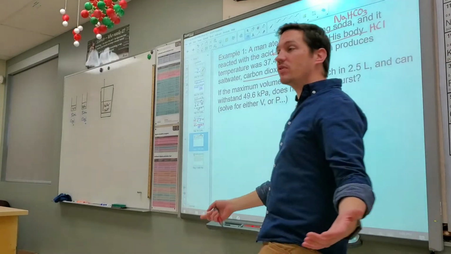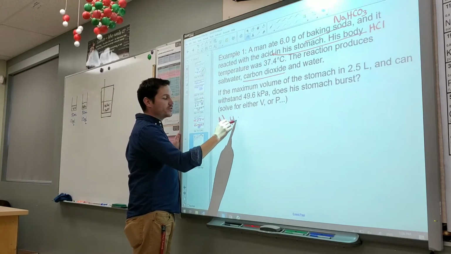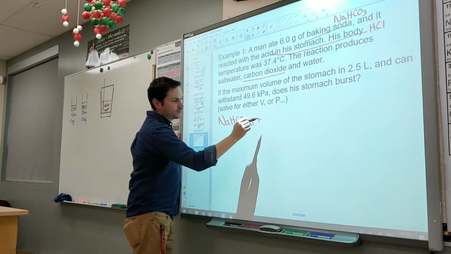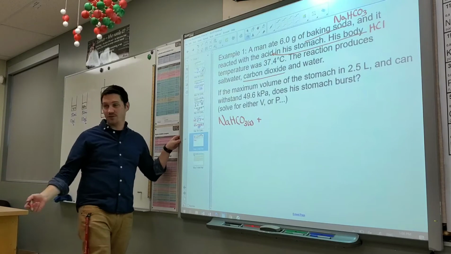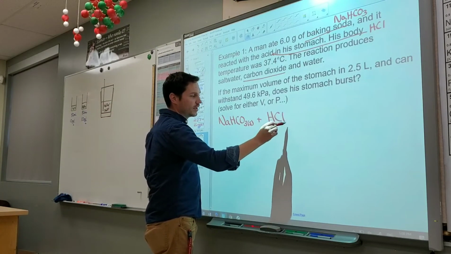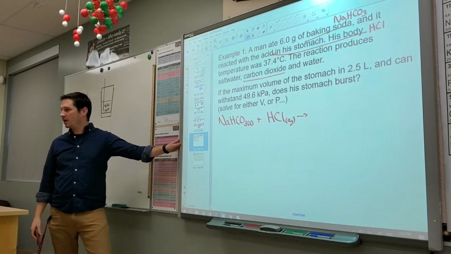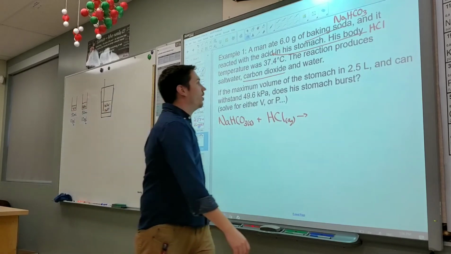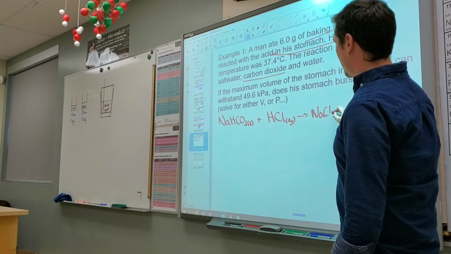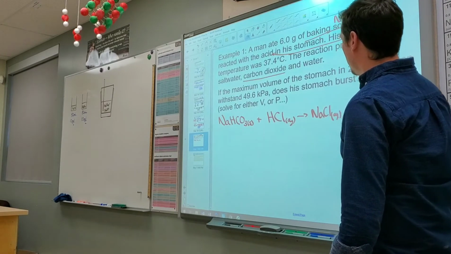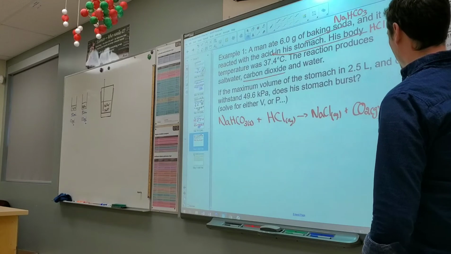So these are the two things that we've got reacting with each other. So we've got a reaction. It's sodium hydrogen carbonate reacting with hydrochloric acid. What is the formula for hydrochloric acid? HCl aqueous. And what are we going to make? We're going to make salt water. What is salt water? Salt water plus carbon dioxide plus water.